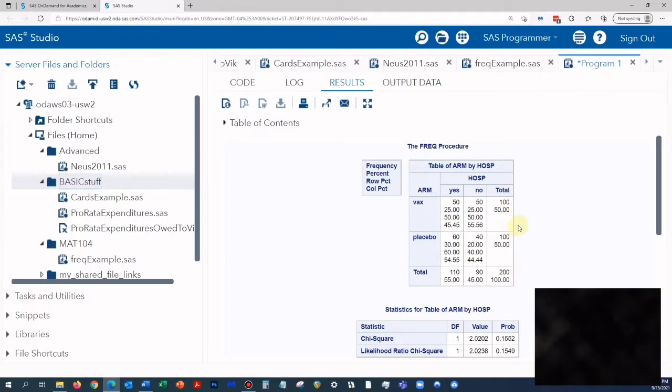Now I want you to notice that this is the data. Again, we wanted the vaccinated group to be 50-50 because it's just so easy to do mathematically. And we wanted the placebo group to be 60-40. So there's a little bit more chance that an individual given the placebo would end up in the hospitalized group. This is all hypothetical data. I'm just illustrating something. Okay. So take a little look at this.